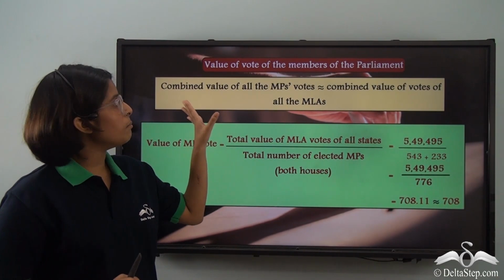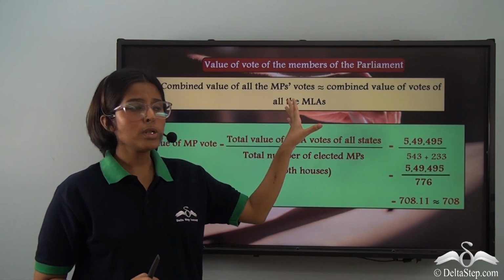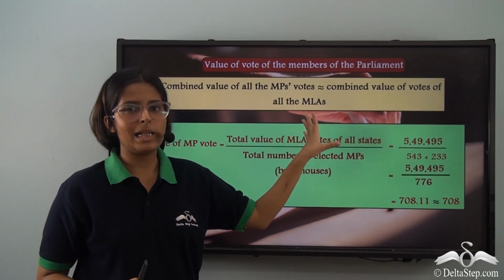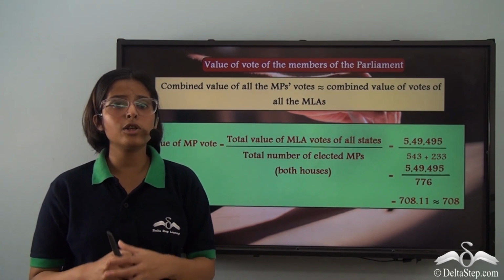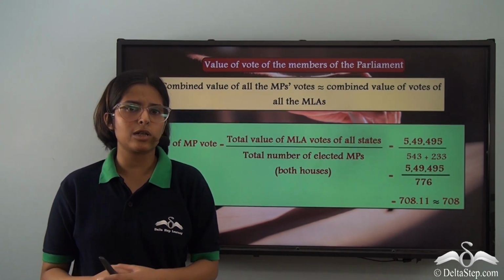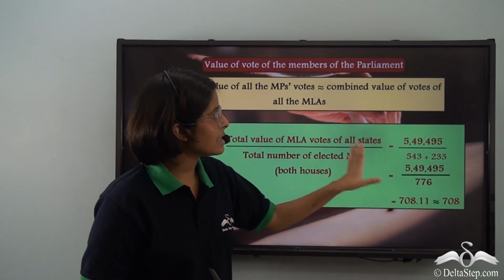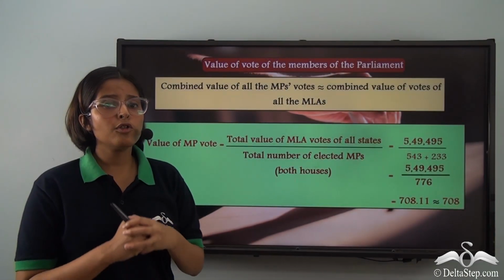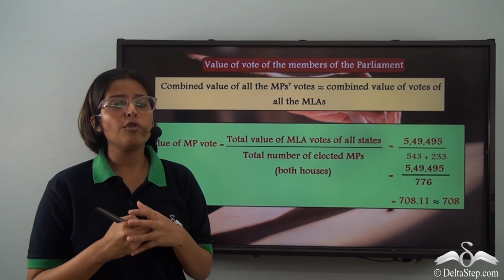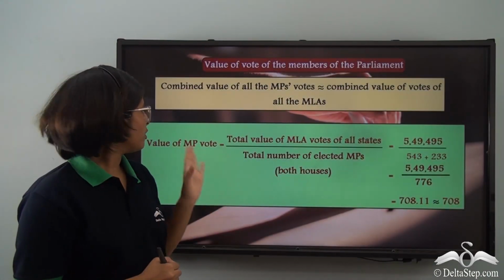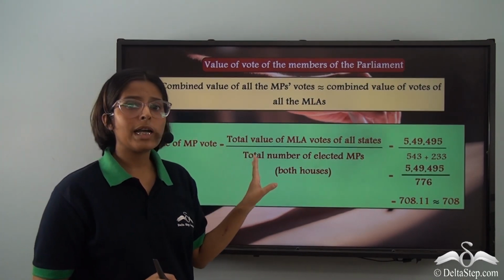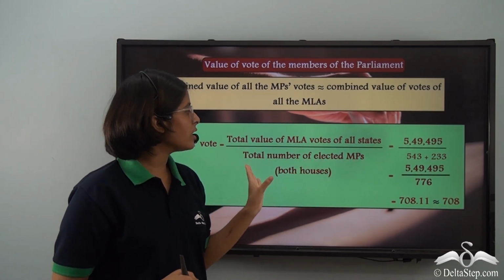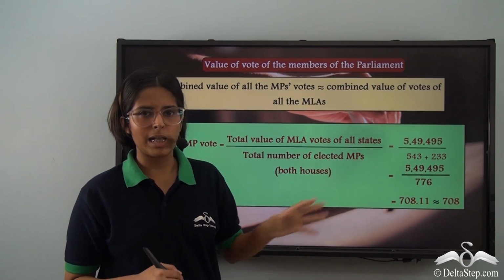For that, the combined value of all the MPs' votes will be approximately equal to the combined value of the votes of the MLAs. So we had previously calculated the total value of the votes of all MLAs across the country, and we had found out that it is 5,49,495. Now as per the formula, we will calculate the value of vote of one MP. So to calculate the value of an MP vote, we will divide the total value of MLA votes of all states by the total number of elected members of parliament.